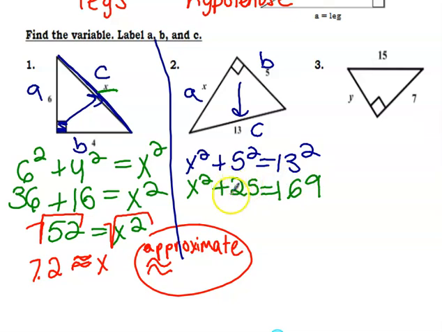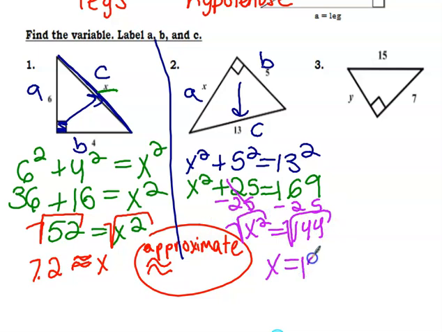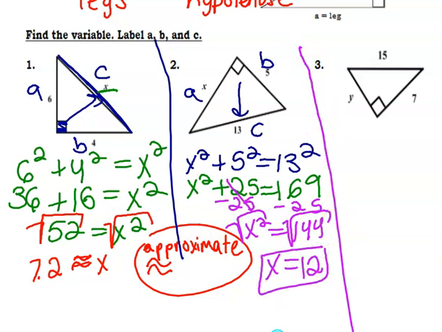Well, first I need to move this 25. So I'm going to subtract 25 to both sides. And x squared equals, so 169 minus 25 is 144. Square root both sides. And x equals 12. Again, it's an equal sign because it's perfectly 12. There's no decimal. All right, I want you to try number 3.